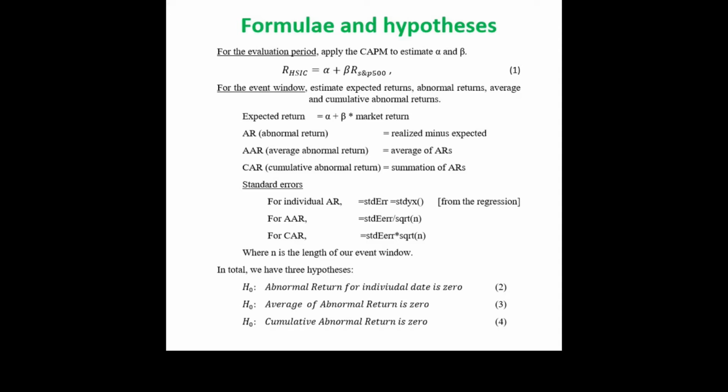Number 1, abnormal return of individual data is 0. Number 2, average of abnormal return is 0. Number 3, cumulative abnormal return is 0.